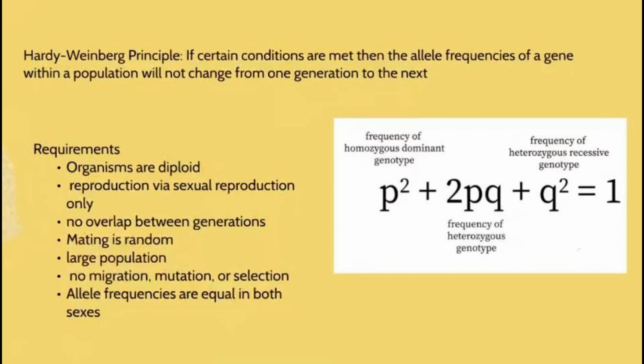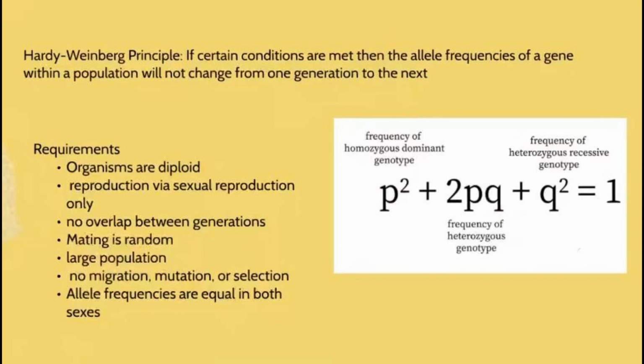As you can see from this list, this is very, very rarely, if ever, present in nature. But we can use this principle to help to build models and make predictions of populations, but it won't be perfect because often not all of these conditions will be met.